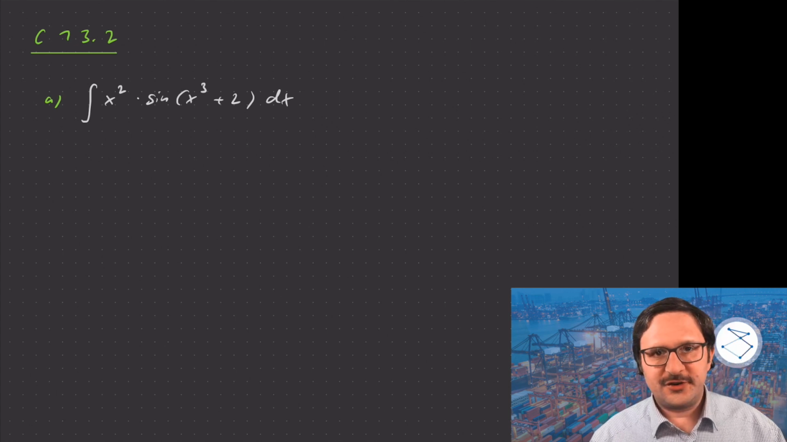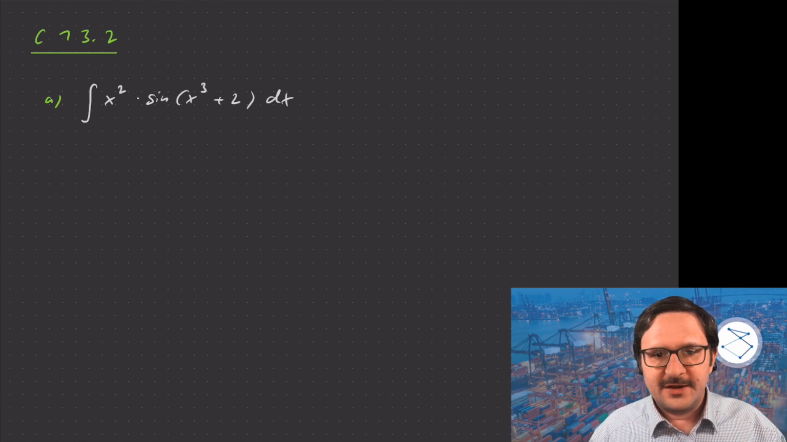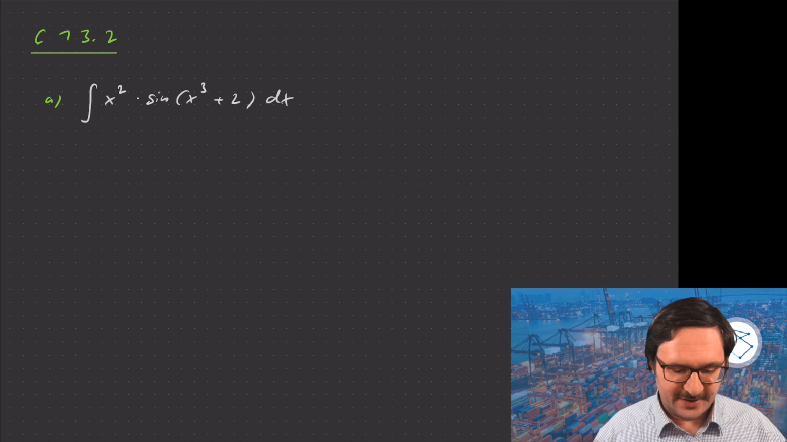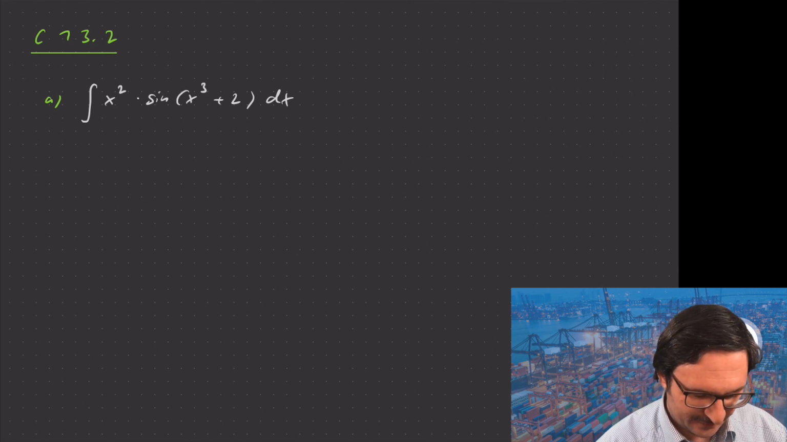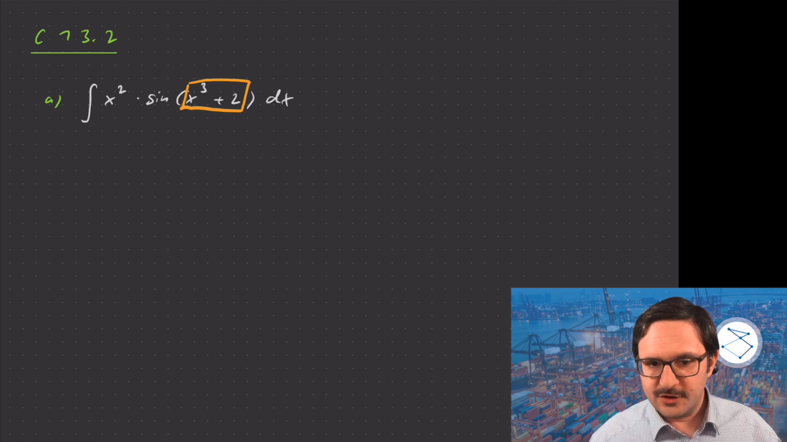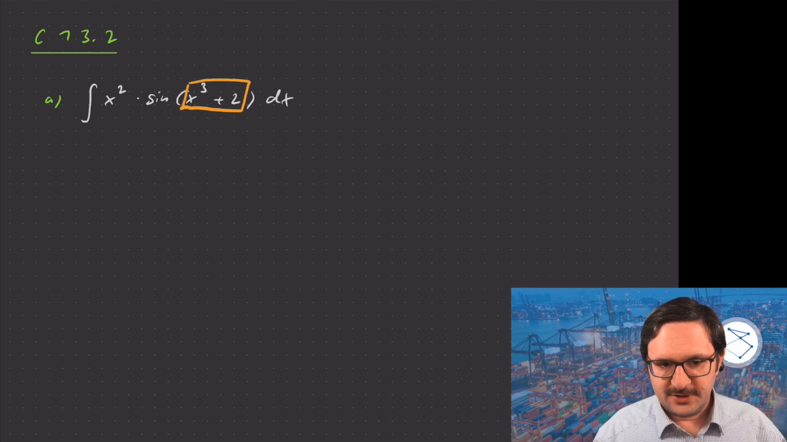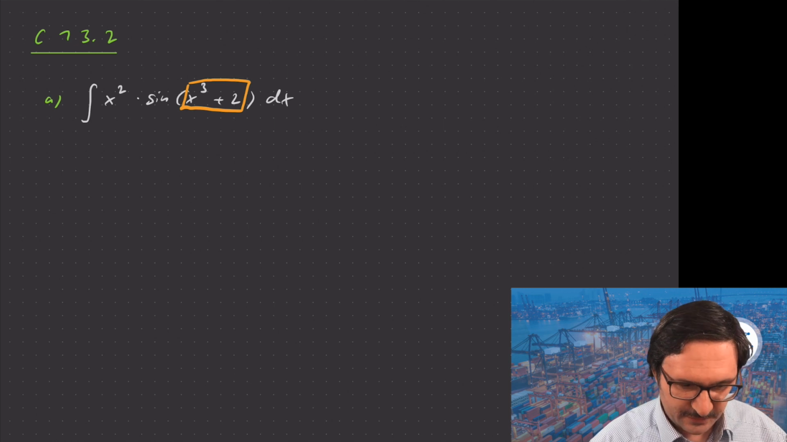One good start is usually to look for complicated functions like the sine or the logarithm that have an argument that is not just x or a multiple of x. So here we have this sine function, which has an argument x to the third plus 2. So that's not just x or a multiple of x. And that's always a good candidate for trying a substitution. Now let's see if we can solve the integral using this substitution.